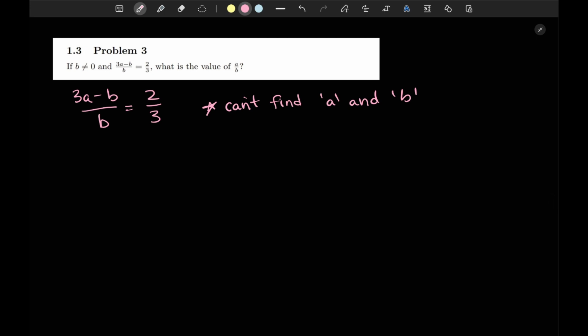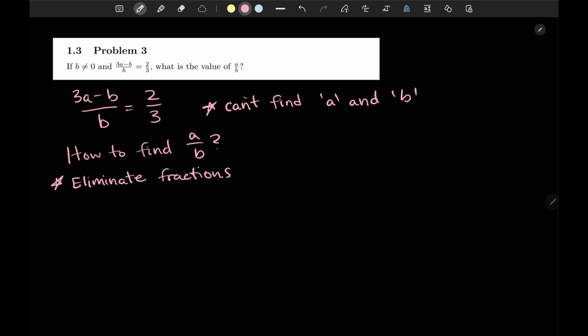So how are we going to find a over b? Some of you might have seen a problem like this before, but for those of you who haven't, it can always be helpful to start off by eliminating fractions. So let's start by eliminating fractions.